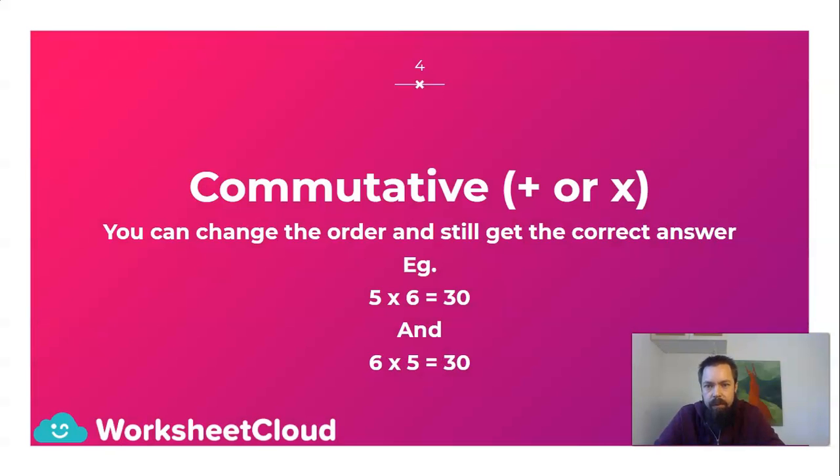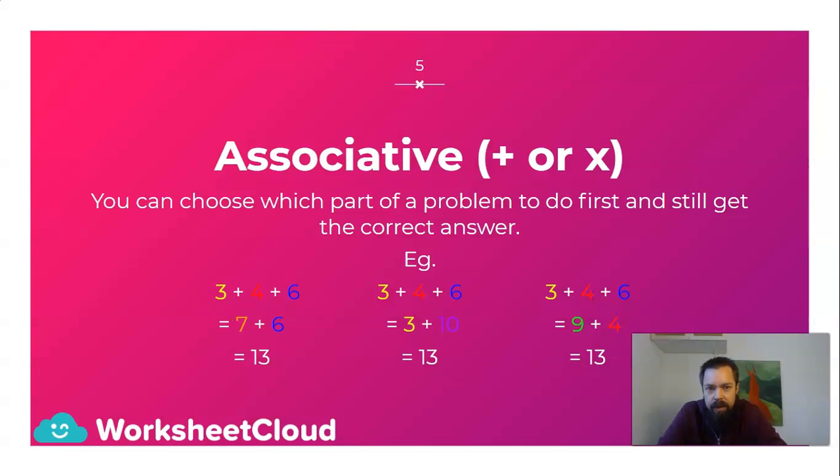So the commutative was the easiest. We'll start with that one. And that is you can change the order and you still get the same answer. So whether we have 5 times 6, we get 30, or if we go 6 times 5, we get 30. Particularly useful if one of your times tables is better than the other. The big A word also only works with plus or times.